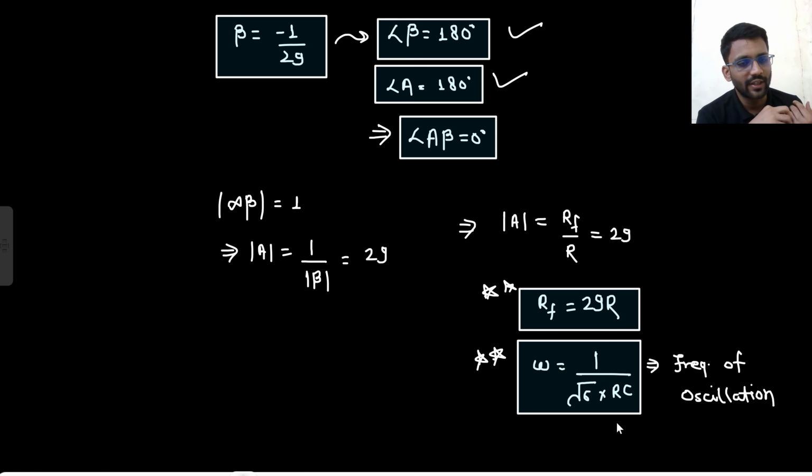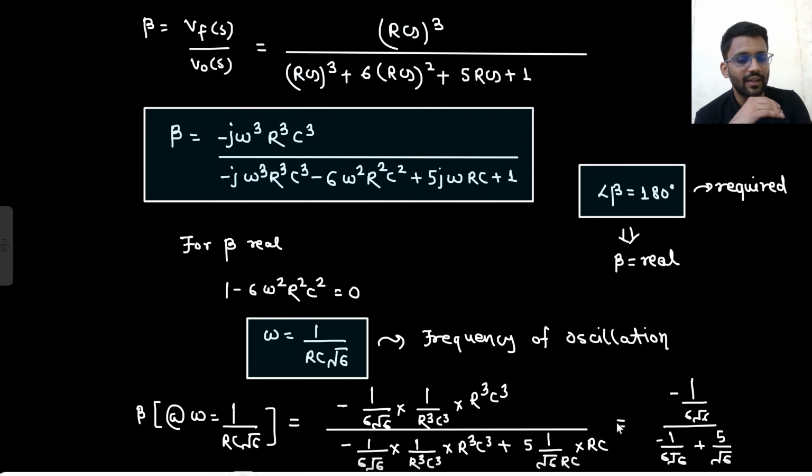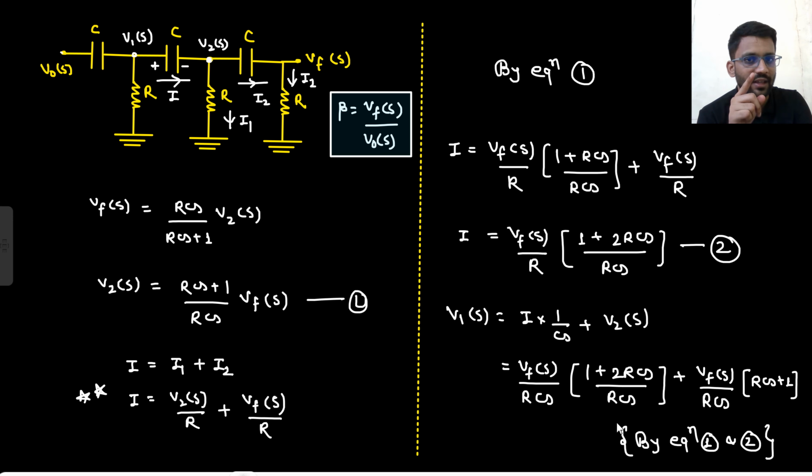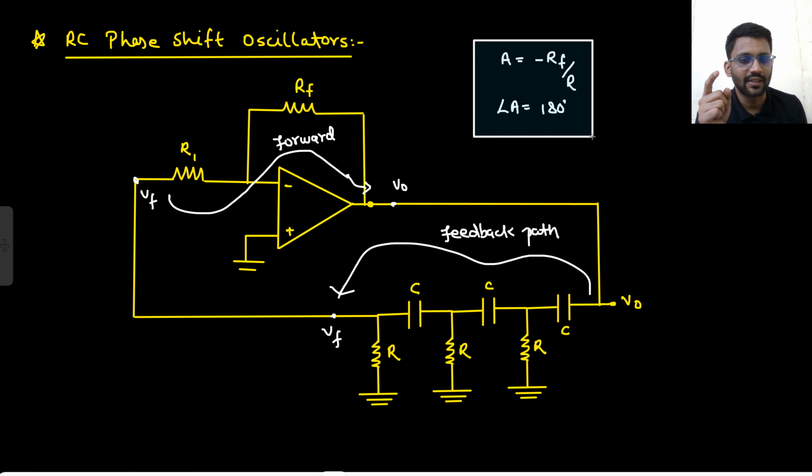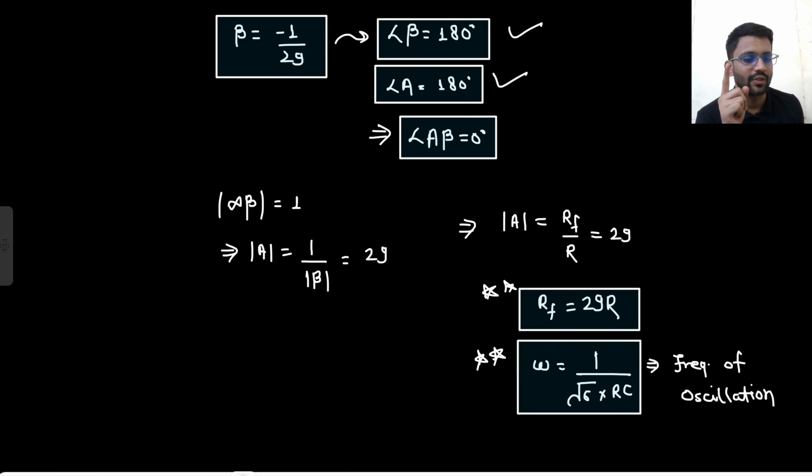So what should be the forward gain? Forward gain should be 29. So Rf by R should be equals to 29. Because what was our forward gain? Here forward gain was not 1 plus Rf by R. Here the forward gain was minus Rf by R. It was not 1 plus Rf by R. So Rf by R should be equals to 29. So Rf should be equals to 29 R. So these results you need to remember.